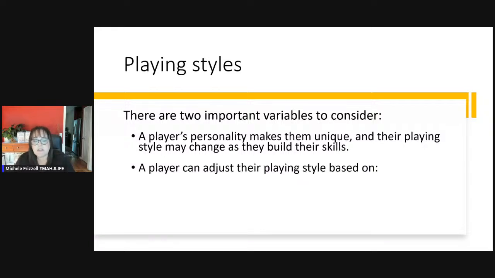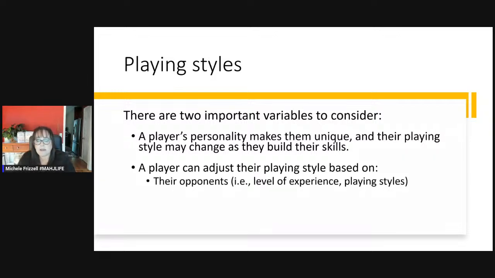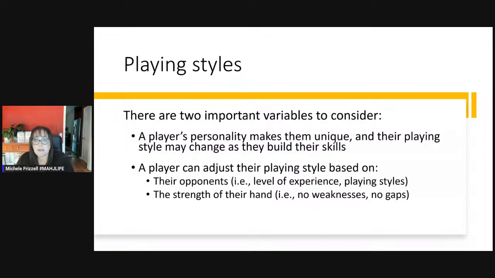Also, a player can change their style of play based on their opponents at the table, the level of experience, and their playing styles. So those things need to be considered. And also the strength of your hand and the strength of your opponent's hands. So if I have a strong hand, I'm probably going to play very assertively, versus if I have a weak hand, I may be more conservative. So it depends on the strength of the hand in some cases.